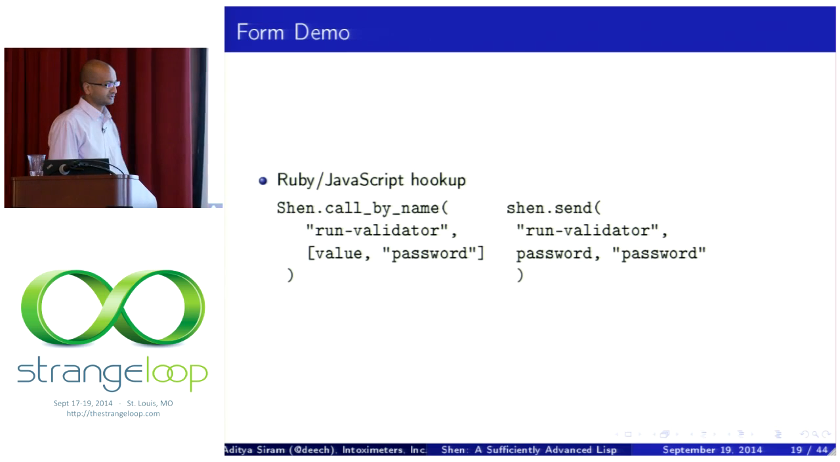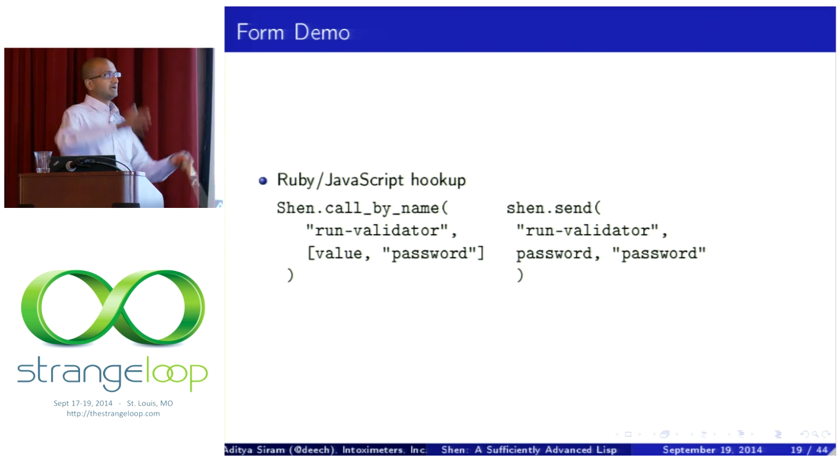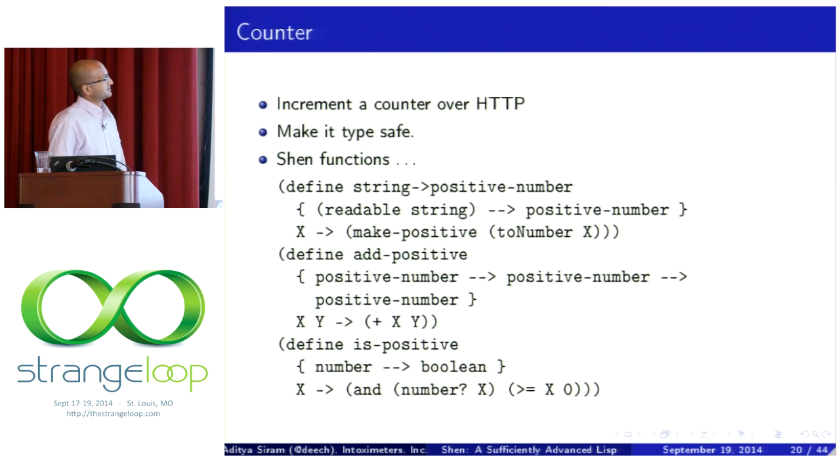So in order to call this from the JavaScript side, there's a function called callByName, which takes the Shen function as a string and passes in some values. On the Ruby side, it's just passing a message to an object. Really simple stuff. So that's, in a nutshell, on the high level, how you do common code sharing among multiple tiers. But we really haven't looked at the type system just yet.